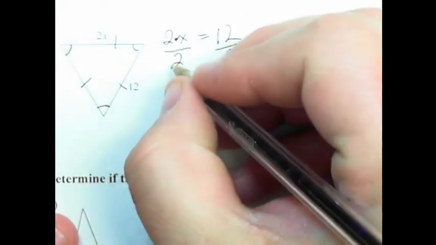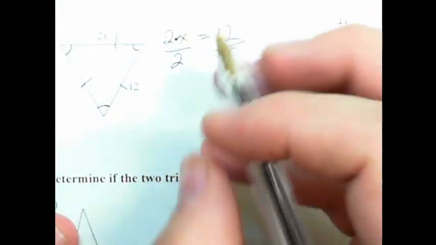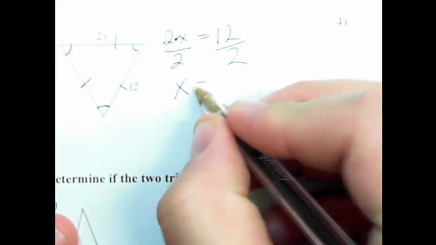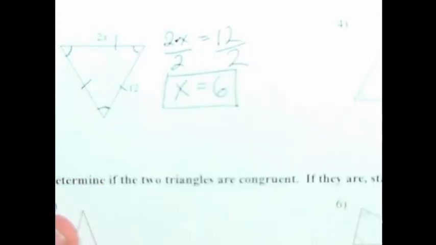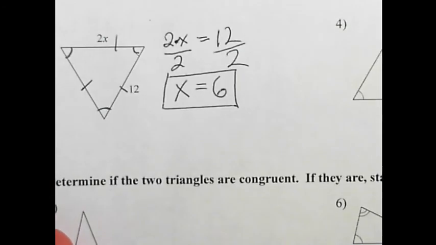So then 2 divided by 2 equals 1. 1 times x is just x. 12 divided by 2 is 6. And that's it. X equals 6.